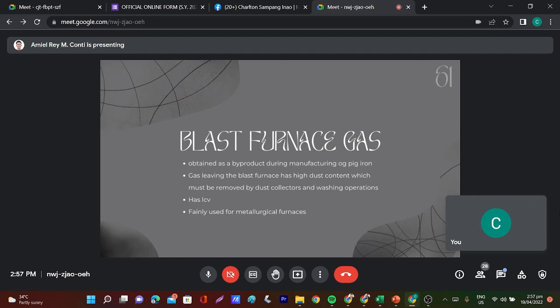The gas leaving the blast furnace has high dust content, which must be removed by dust collectors and washing operations. Blast furnace gas also has low calorific value and usually used for metallurgical furnaces. So metallurgical furnaces, yun yung mga device na nagpapainit or nagme-melt sa mga metal ore, usually sa mga iron or tsaka sa mga steel production.